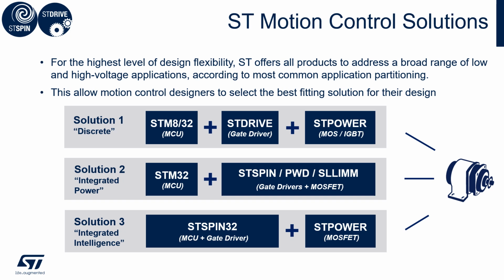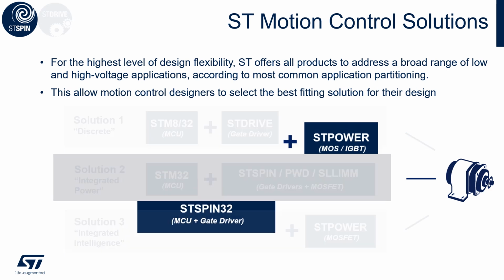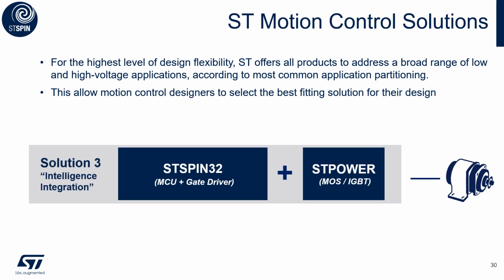We already saw the motor control solutions 1 and 2, and at solution 3 we integrate the intelligence. This means that we combine the gate driver with a microcontroller. When we combine the microcontroller with the gate driver, we can save space on our PCB due to the higher level of integration, and we are not limited in terms of power like we are, for example, at solution 2 with the integrated power, because our power stage stays discrete and it has a better heat dissipation.